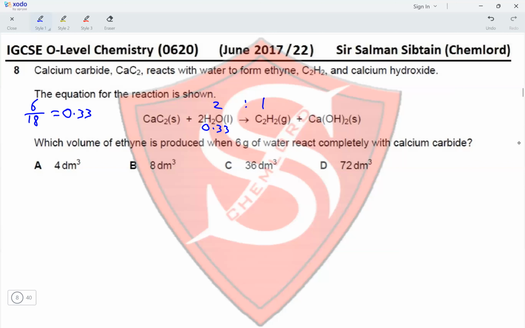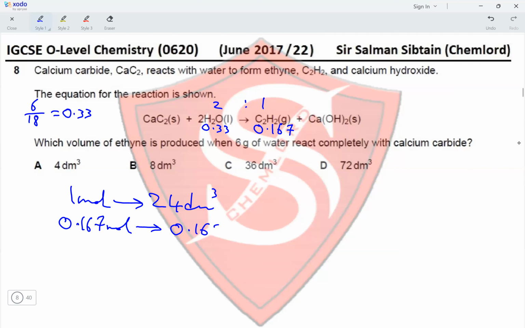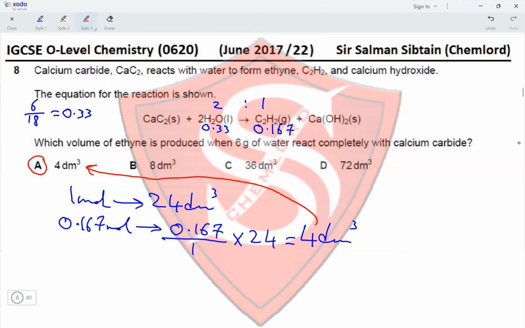So the moles of ethine would be half of 0.33, which is 0.167. So the moles of ethine are 0.167. 1 mole of any gas at RTP occupies a volume of 24 dm cube. So 0.167 moles would occupy a volume of 0.167 upon 1 into 24, which is equal to 4 dm cube. This makes option A the correct option for this question.